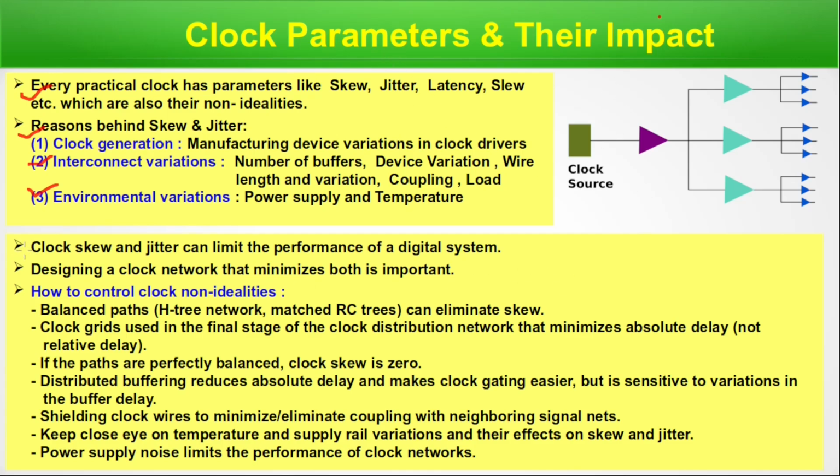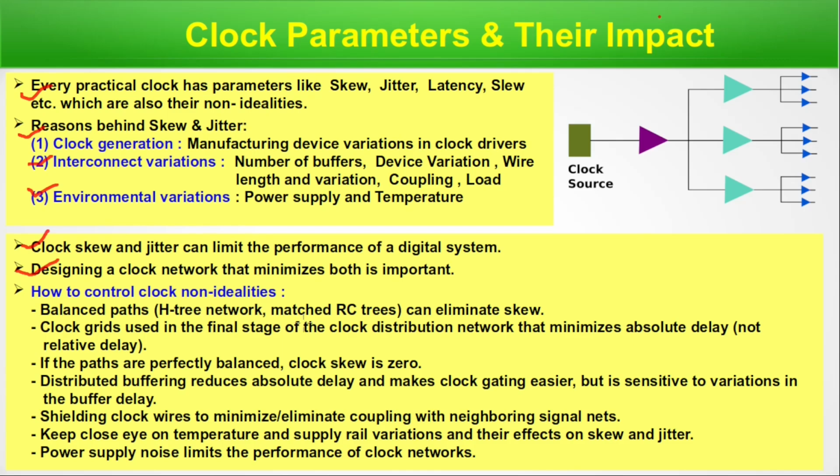We have to consider all the things. Now, clock skew and jitter can limit the performance of a digital system. We know that. Obviously, designing a clock network that minimizes both is important. Now, how to control non-idealities? These are non-idealities, and these are the impacts. Performance may degrade. So, how can we control them?